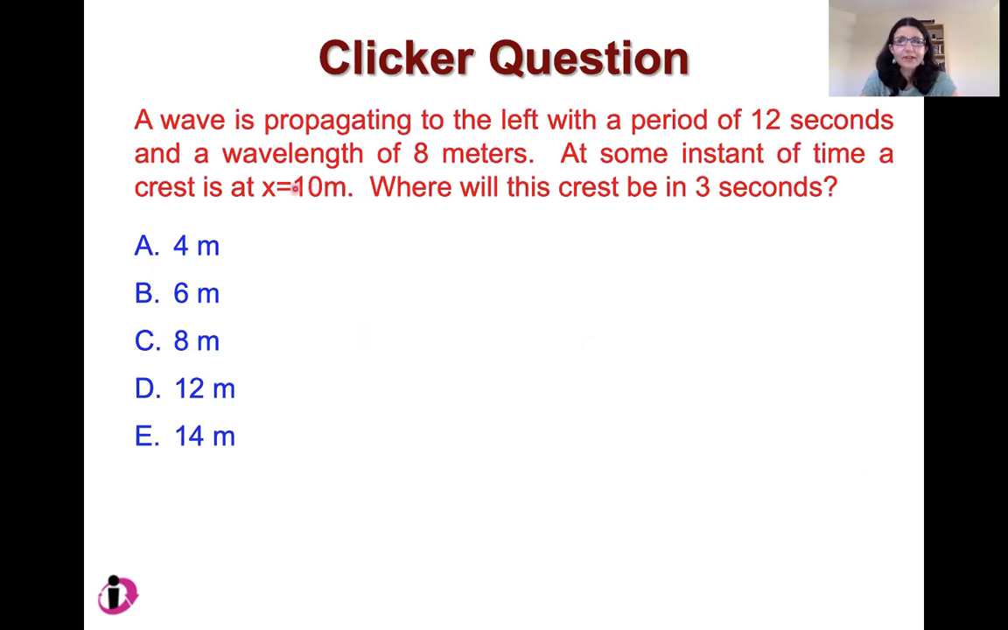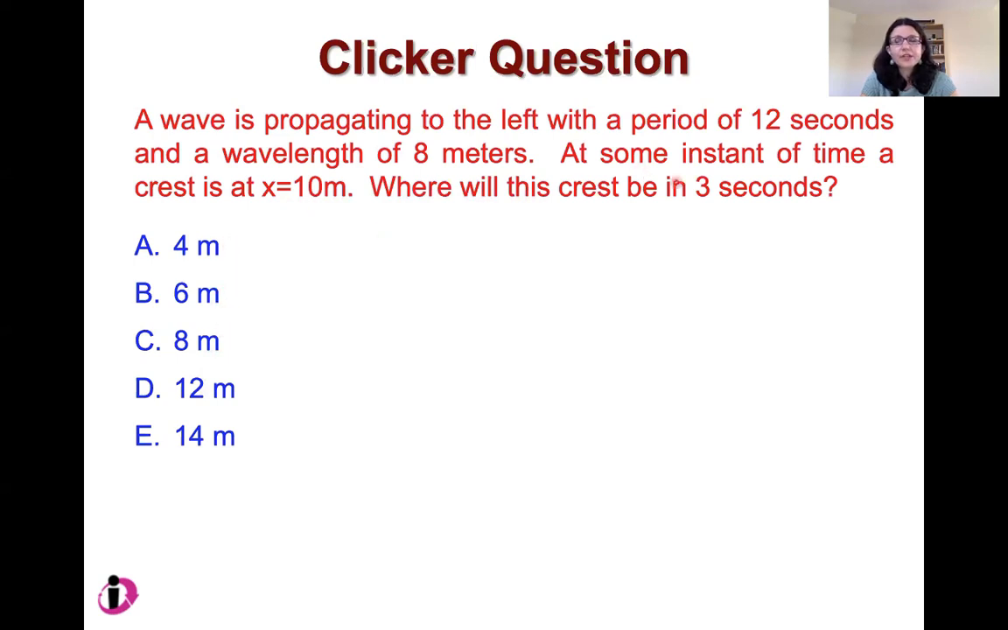All right, so one thing I noticed, or I can already think about, because the wave is moving to the left and we're talking about a particular crest at some instance of time, and I'm asking about where this crest is going to be later. If it's going to the left, it has to be a value of x which is smaller than 10 because it's going towards decreasing x. So it cannot be D or E, it has to be A, B, or C.